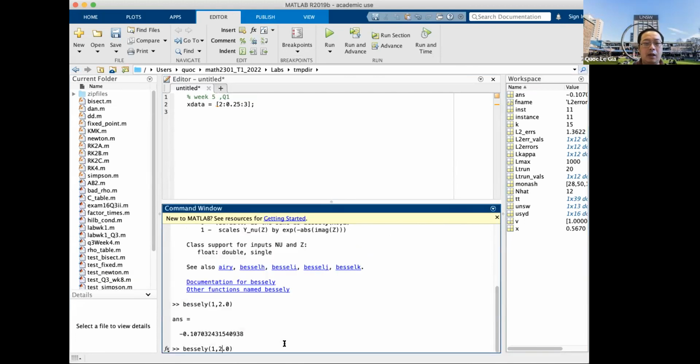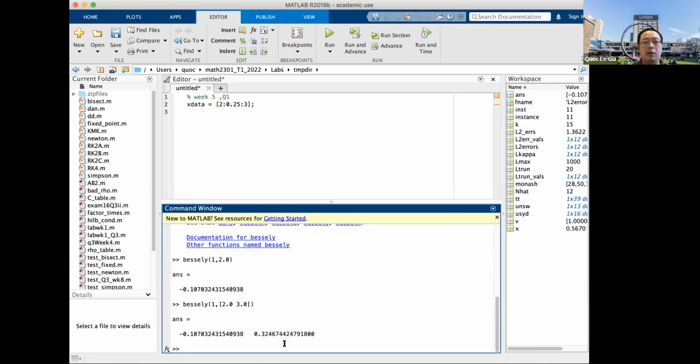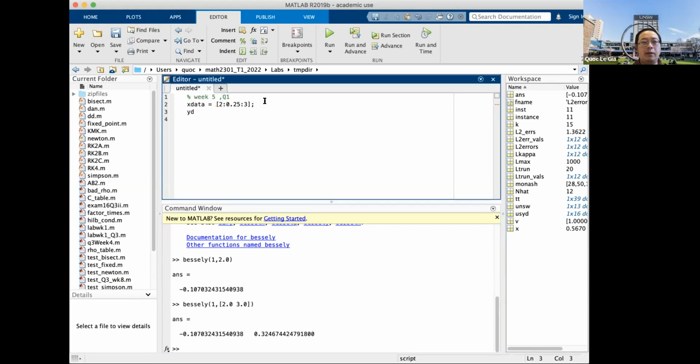So then how do you define the Bessel function of a vector? Well, you just say this one is 2, then, you know, like 3, something like this. So I just give you a vector. So then how do you define the Y data? So we have Bessel y, order one. And then what should be the input? Yes, X data, it's very good. So the input is just X data.